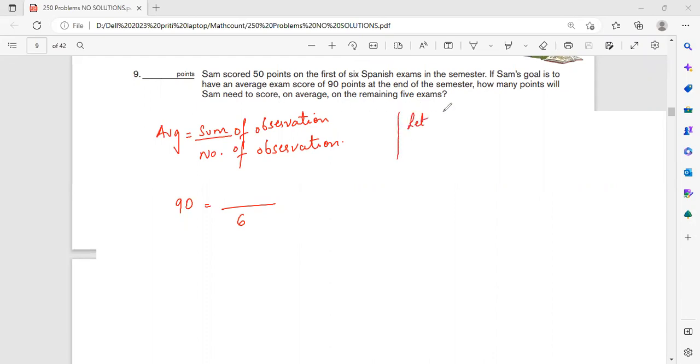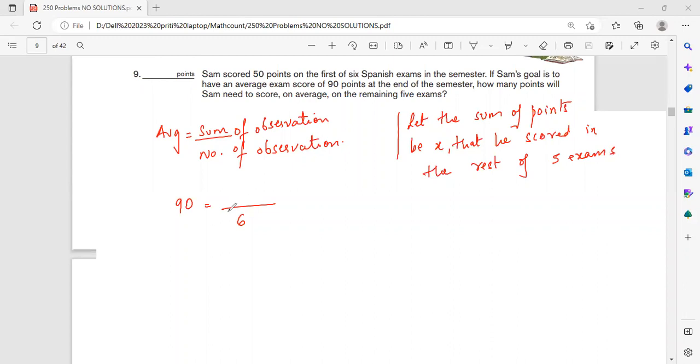And they're asking how many points. So let the sum of points that he scored in the rest of the 5 exams be x. So this equation will be: he scored 50 in the first exam plus x, this is the sum that we don't know. If we solve this, 6 goes to the other side, you get 540 plus x. So x will be 540 minus 50. So x will be 490.